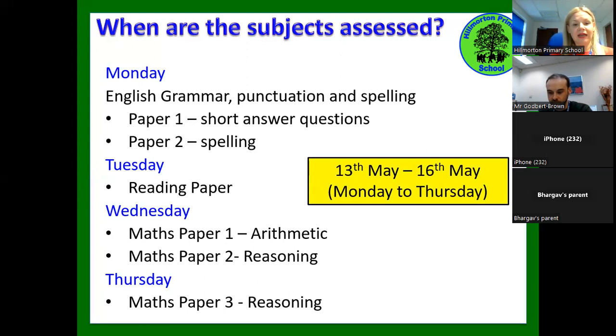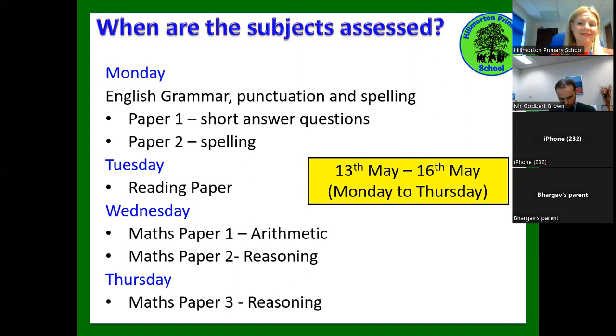So we will do the 2 English grammar, punctuation and spelling tests on the Monday. Paper 1 is short questions, lots of questions about grammar, punctuation and so on. And then paper 2 is a spelling paper. Again, we'll give examples of what that looks like. On the Tuesday, they have one paper, which is the reading paper, which lasts for about an hour. The short answer questions for paper 1, I think it's 50 minutes, Mr. GB? I think it's 45 minutes, I believe. Paper 2, the spelling, isn't timed, because we read the spellings out and then the children write them down.